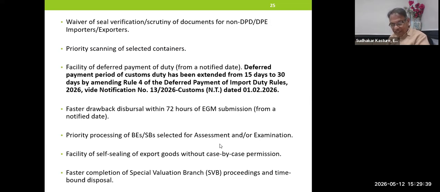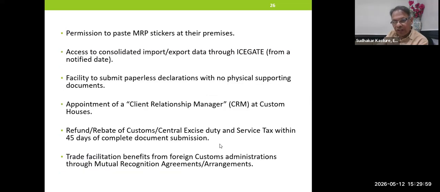Faster drawback within 72 hours. Priority processing of bill of entry and shipping bills. Facility of self-sealing of export goods. No need of case-to-case permission. Faster completion of special valuation branch proceedings. So these are all additional benefits you get for Tier 2 and Tier 3.